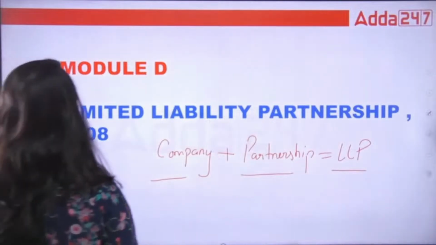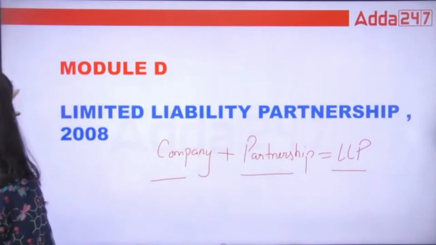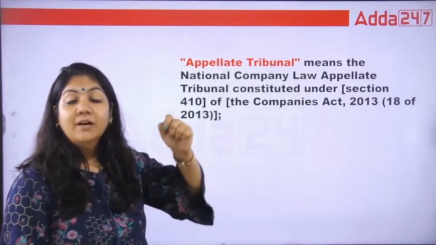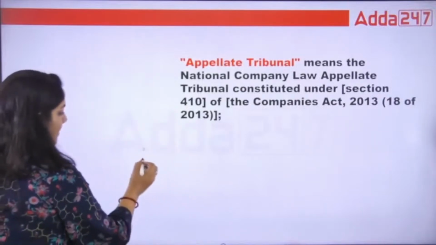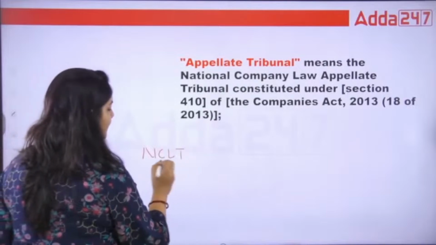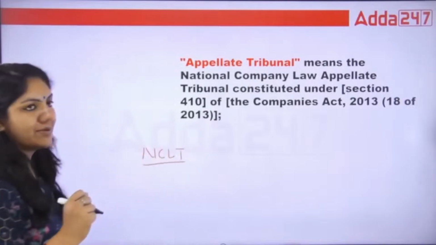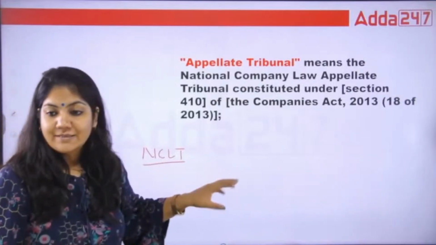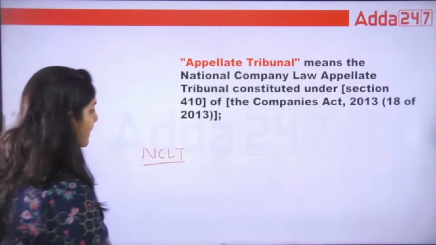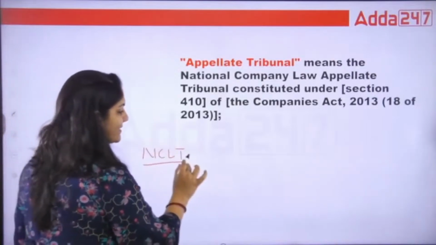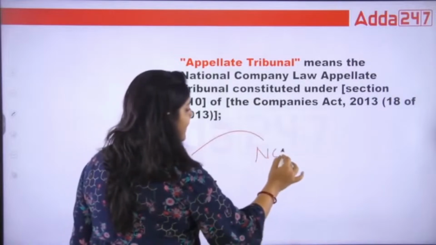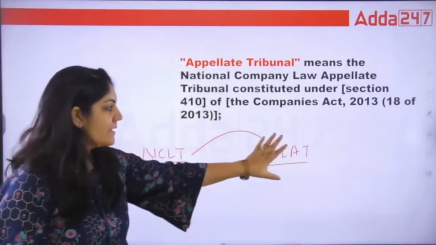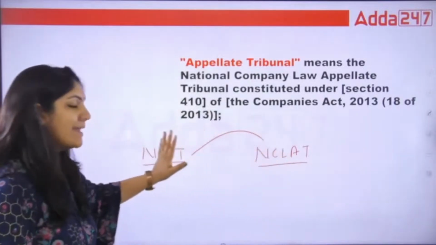Okay, now let's start with the definition terms. The first is appellate tribunal. What is appellate? In which we can appeal. Suppose NCLT, National Company Law Tribunal. If there is any dispute of LLP, first of all, we have to file the case in the NCLT. And suppose we are not satisfied with the decision of NCLT, then we have to file the case in NCLAT. So this is the appellate tribunal. This is the higher authority than NCLT.